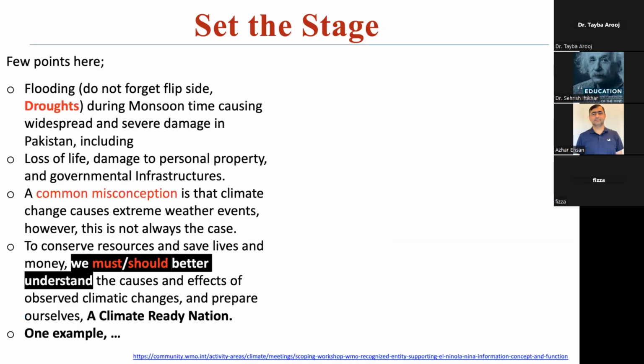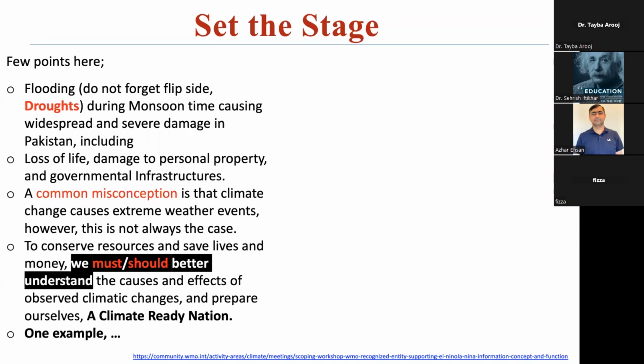So the points: flooding during monsoon time typically causes severe damage to Pakistan, loss of life, damage to personal property, governmental infrastructure. It's very tempting to assign this to climate change, that climate change is the cause. Yes, climate change is playing a role, but there are several other things that we need to keep in mind or should consider. So to save life and conserve our resources, we should better understand what's going on and become a climate ready nation.